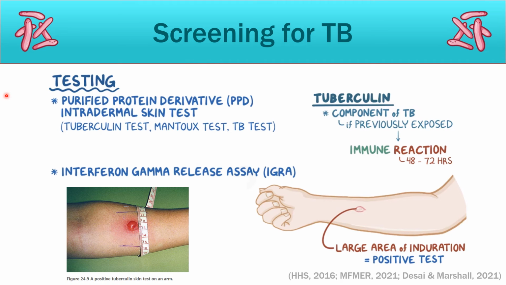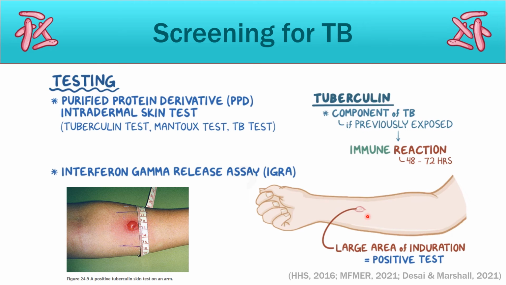Typically, if a patient were to show up to the doctor's office experiencing or showing signs and symptoms that were shown in the previous slide, then the doctor will most likely perform a test called a tuberculin test, also known as a Mantoux or a TB test. This particular test is actually a purified protein derivative, or PPD, intradermal skin test. That means that tuberculin is injected between the layers of dermis on your forearm.